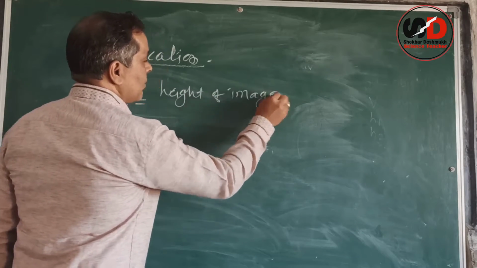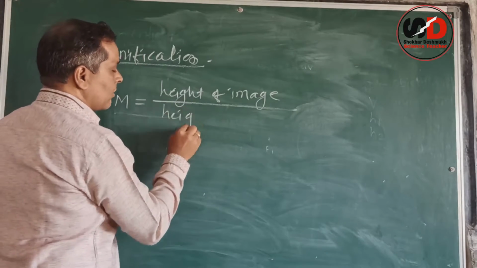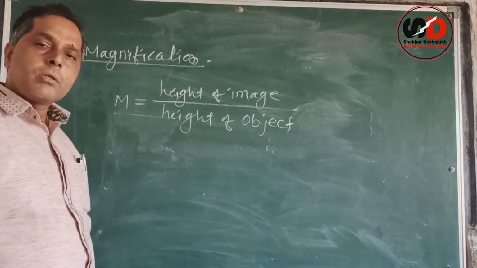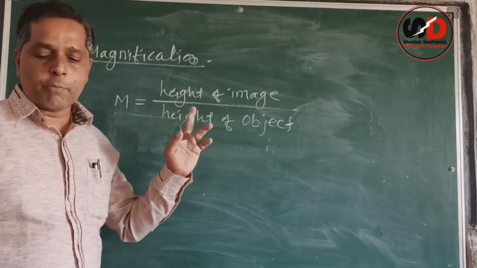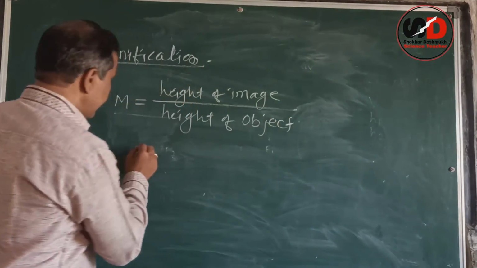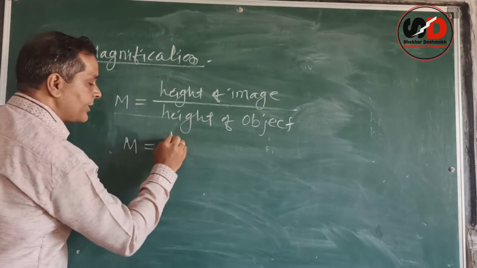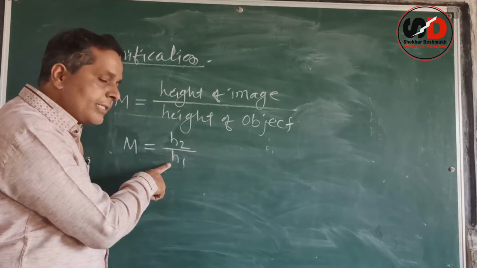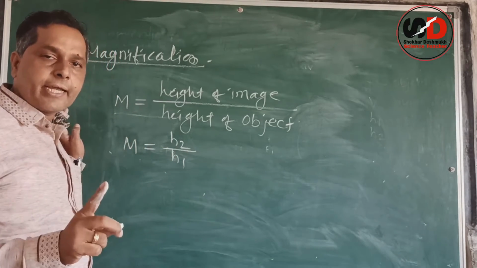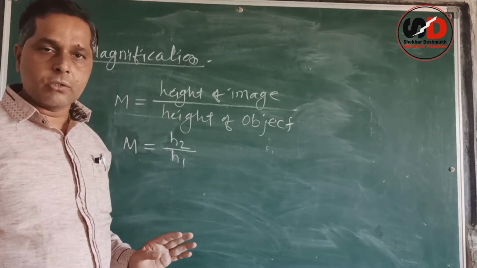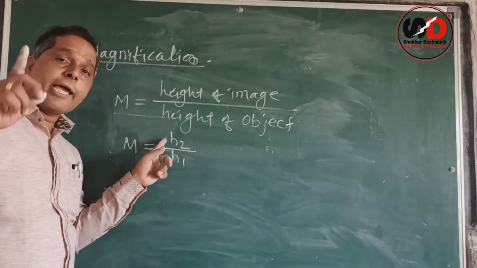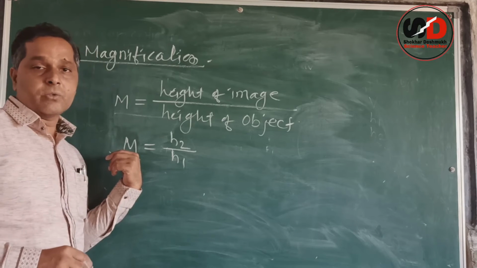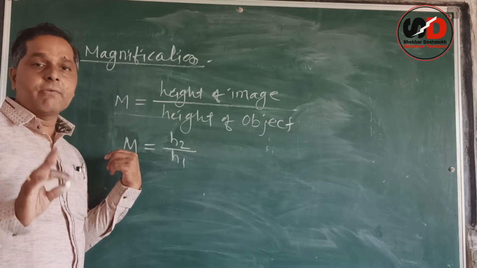Magnification capital M is equal to height of image divided by height of object. Here also we should use proper sign conventions. So this M is given by h2 upon h1. Here h1 is always positive because it is the height of the object and we take the object above the principal axis. But depending upon the sign of h2, magnification may be positive or negative.